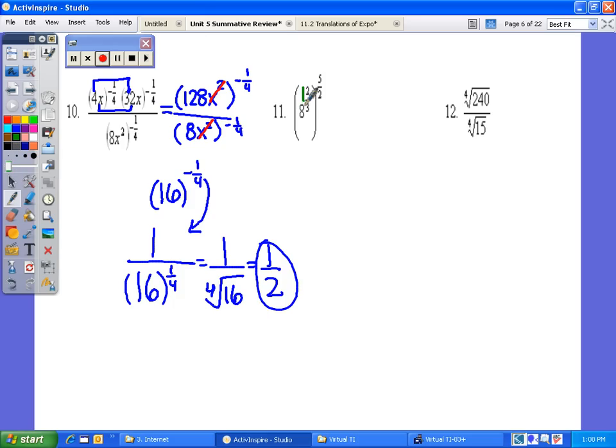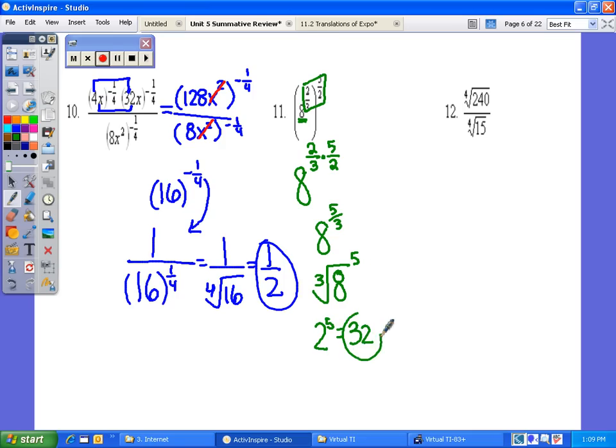Alright, the next one you're going to multiply. You don't have to touch the 8 with the 5/2 because it's just a base. It's not a coefficient. So you're going to do 2/3 times 5/2, and that's equal to 8 to the 5/3. Now, the 3 represents a root, so we can take the third root of 8. That's possible. And then raise it to the 5th power. The third root of 8 is 2, and 2 to the 5th is 32. So if you can't take the third root of a number, you can leave it like this. But we can take the third root of 8. That's why we're able to change that answer.